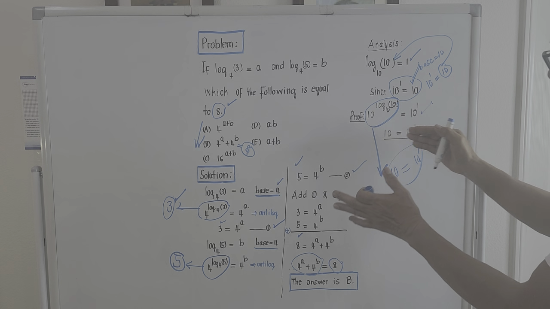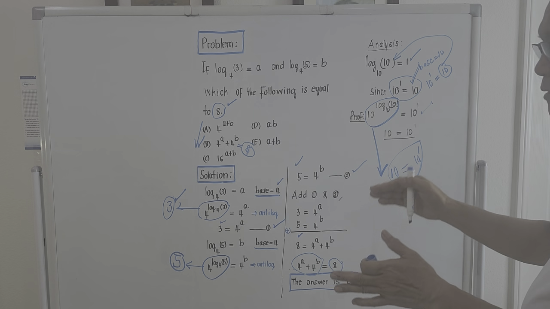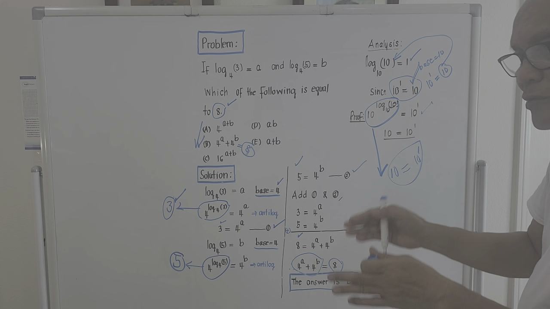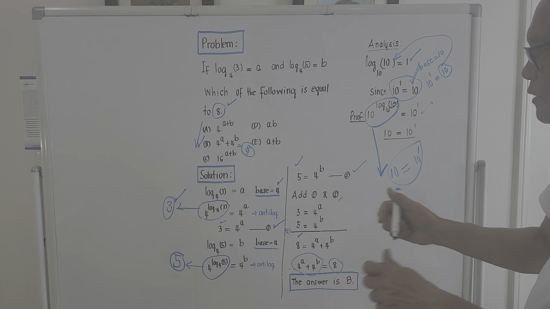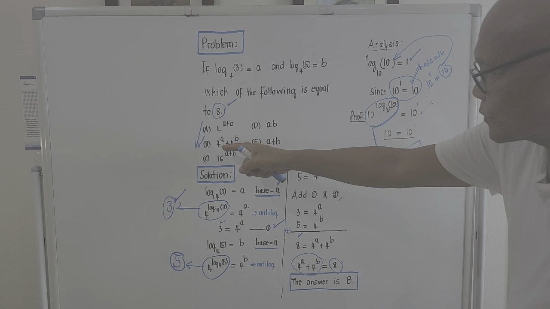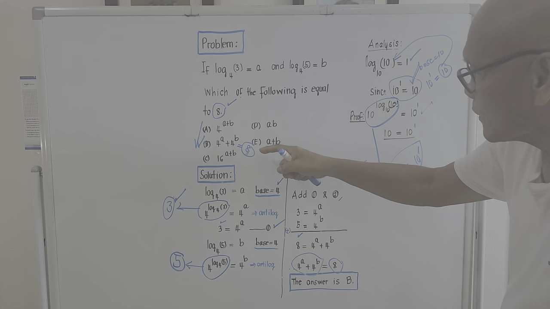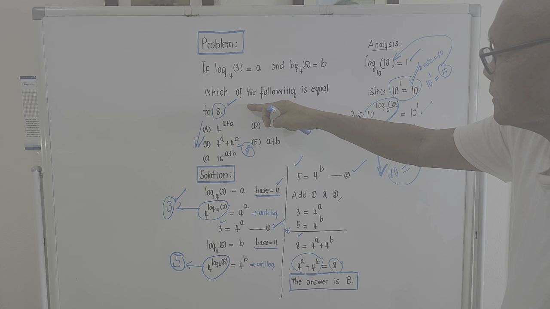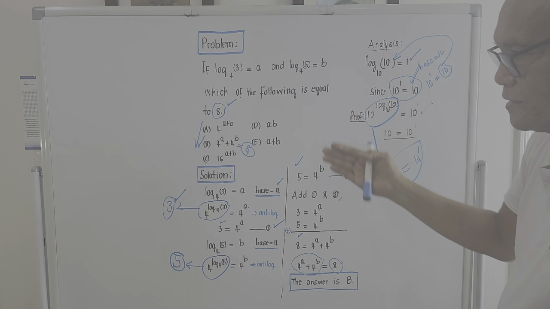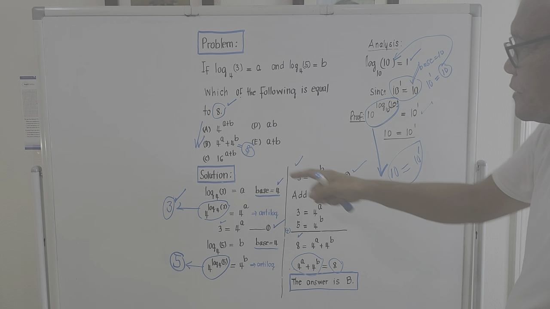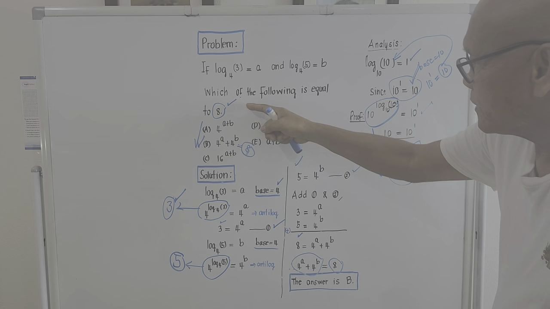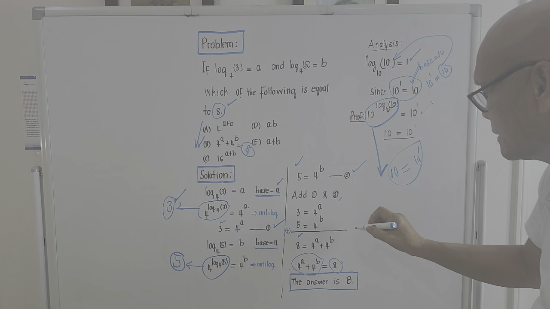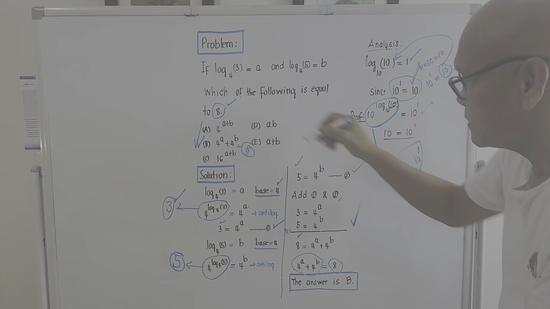So the basis of the solution here is knowing the concept of antilog. Without knowing the concept of antilog, you cannot bring out the correct answer, that is 4 to the a plus 4 to the b. The problem is asking which of the following is equal to 8. It should be the answer letter B, that is 4 to the a plus 4 to the b is equal to 8. And what's the basis of that answer? It is this.